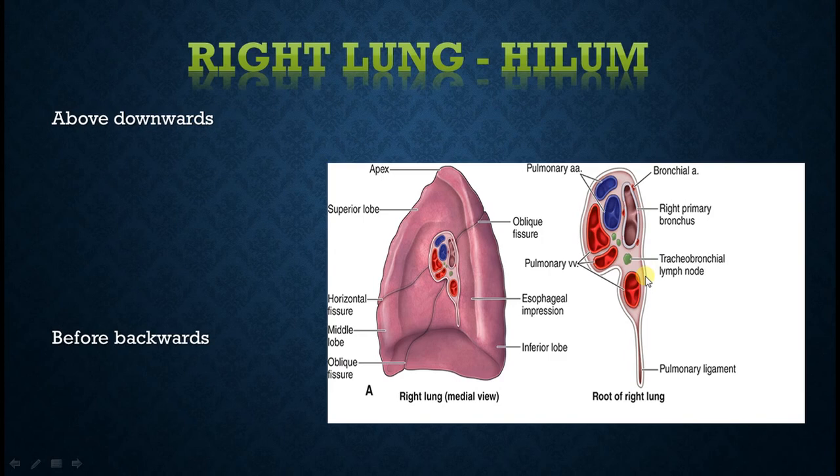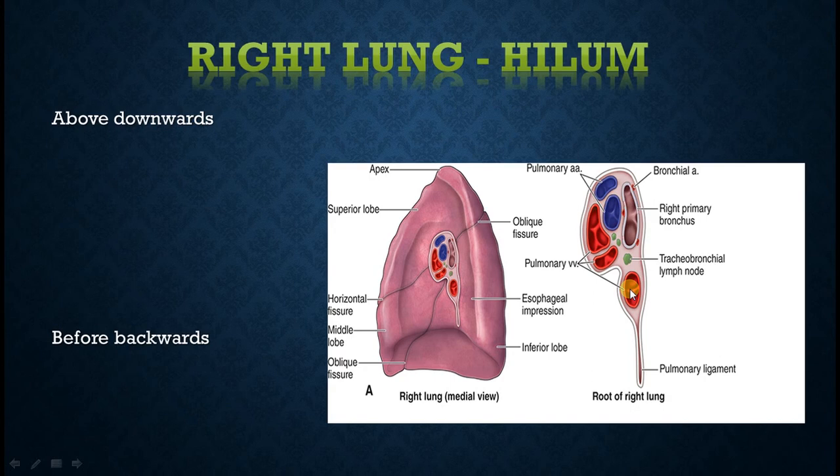You should know this by heart, in order from above downwards and from before backwards. Above downwards means from superior to inferior, before backwards means from anterior to posterior. Above downwards in the right lung: eparterial bronchus, pulmonary artery, principal or hypoarterial bronchus, inferior pulmonary vein. The pulmonary artery is blue because it carries deoxygenated blood. The pulmonary vein is red because it carries oxygenated blood.